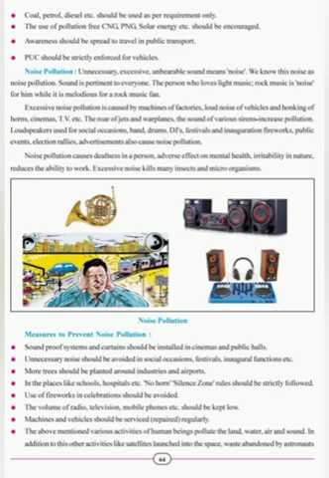The above mentioned various activities of human beings pollute the land, water, air, and sound. In addition to this, other activities like satellites launch into the space, waste abundant by astronauts in the space, artificial rain with the use of different chemicals as well as radioactive pollution due to nuclear power also affect the environment. Some natural disasters such as volcanic eruption, earthquakes, floods also pollute the environment. To maintain the environment and to save the environment, man himself has to make firm resolutions.